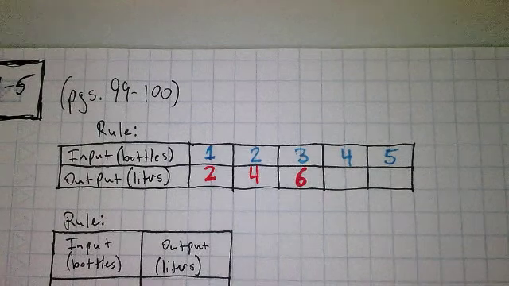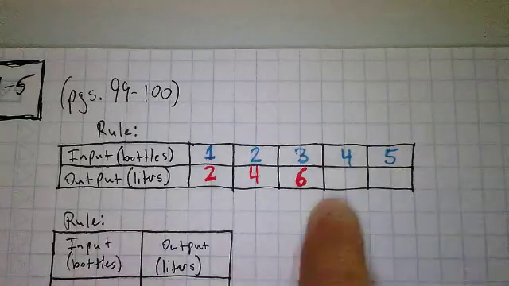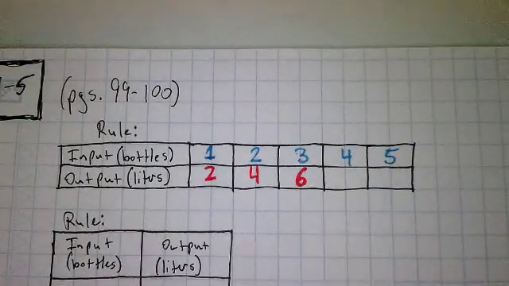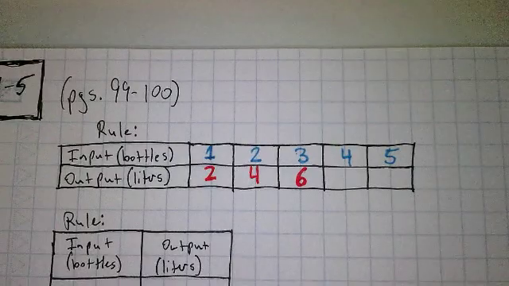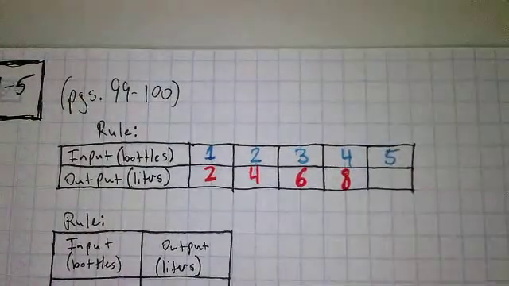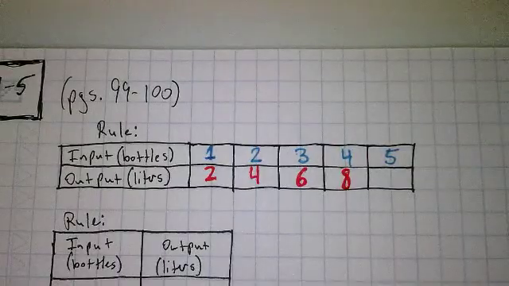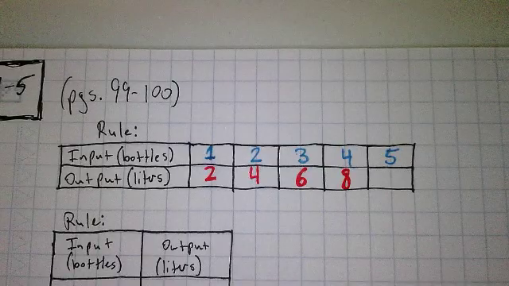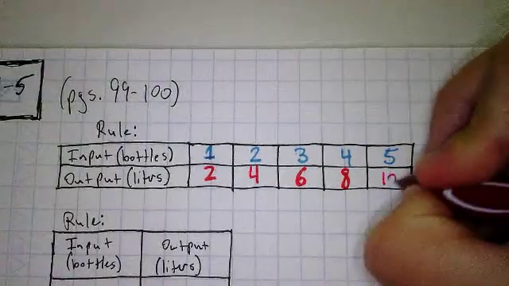So, yes, Isaac said 6. That is correct, okay? Now, how many liters would be in 4 bottles, do you think? Angelina? 8. Do you guys notice a pattern here? Yeah. Okay. And then Hazel, how many liters would be in 5 bottles? 10, right?